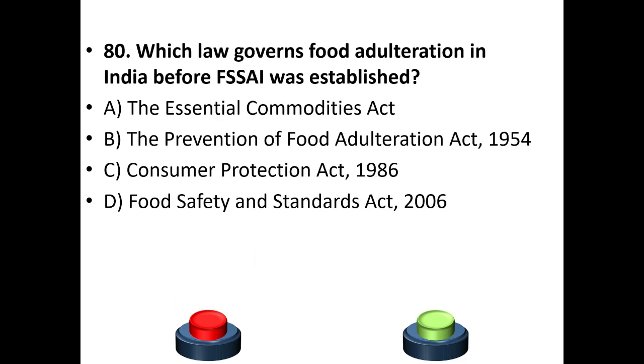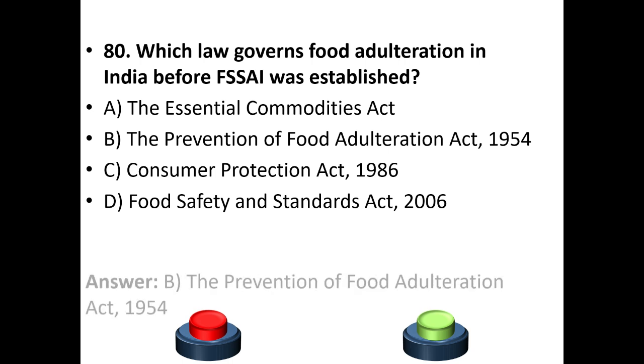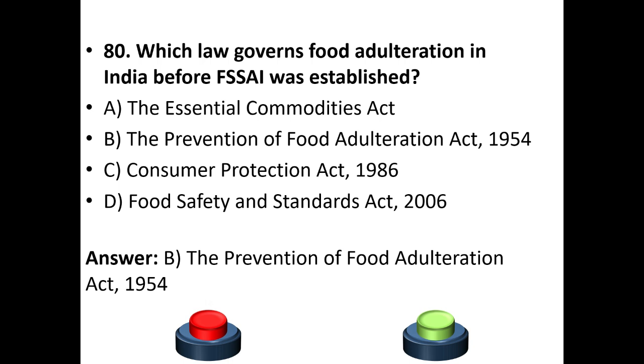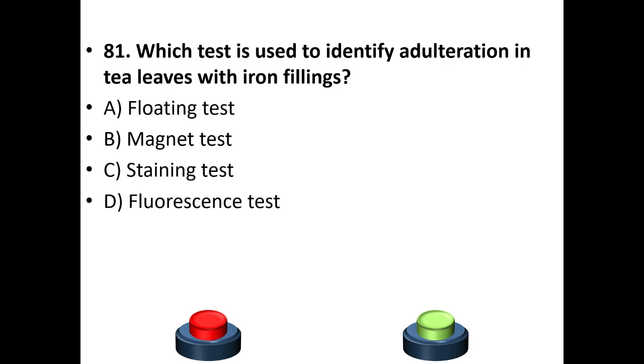80. Which law governed food adulteration in India before FSSAI was established? A. The Essential Commodities Act. B. The Prevention of Food Adulteration Act 1954. C. Consumer Protection Act 1986. D. Food Safety and Standards Act 2006. Which is the answer? Your answer is B. The Prevention of Food Adulteration Act 1954.